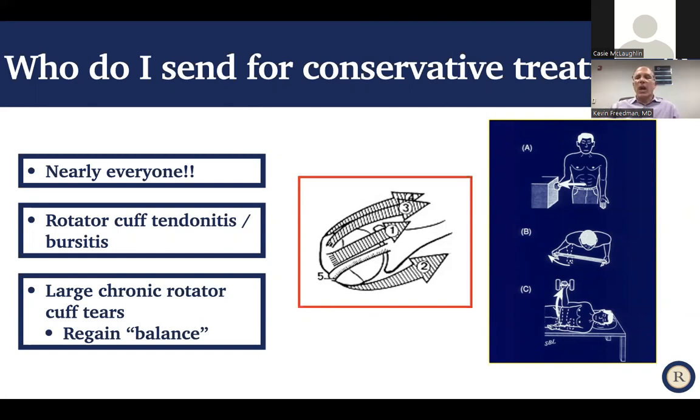If someone I know has a rotator cuff tear and it's big and it's chronic, I will many times try and treat them with physical therapy and injection for sure, try to regain the balance of their shoulder. They don't necessarily need surgery, and they may not do as well with surgery. So we're going to try to treat them conservatively.